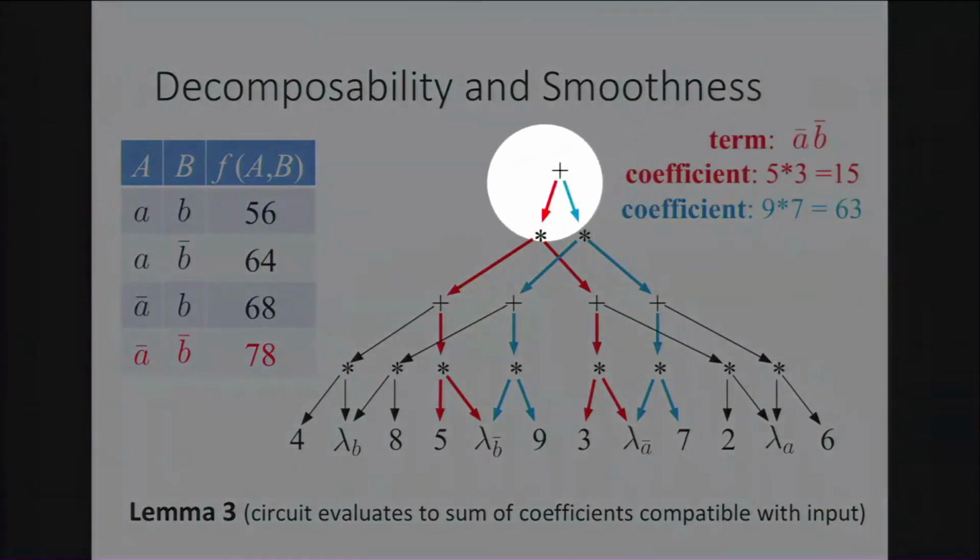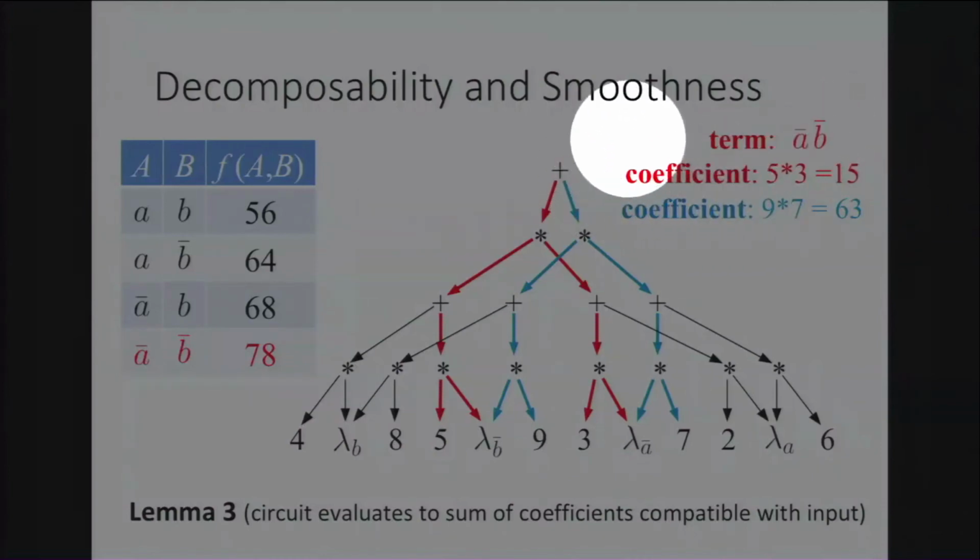First one, I went this way, right? To the left child of the root node. And then I did these two guys, and then I went down this. What is the term? A false, B false, right? What is the coefficient? 15, correct?